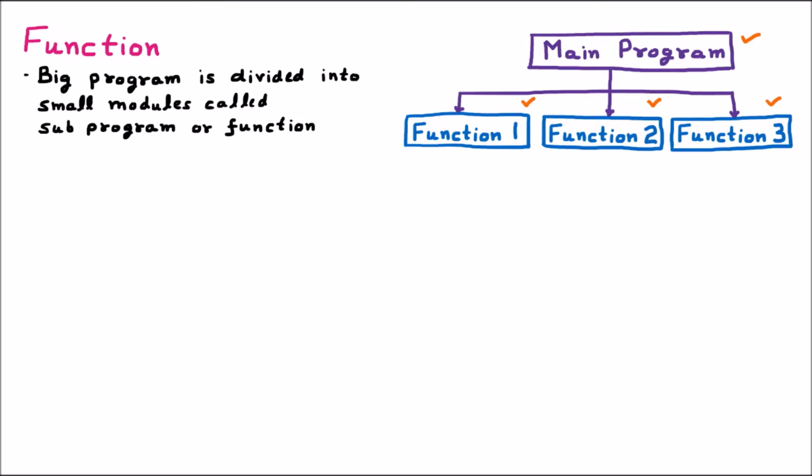But why are we dividing? The purpose is that whenever we have a very big program, it is very difficult to understand, difficult to read, and even difficult to debug. But if we have small parts, that means we are using functions, then it is easy to understand, easy to test, and easy to find the errors. That means easy to debug.